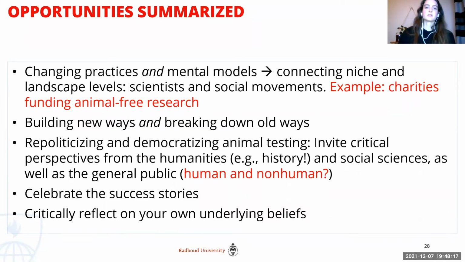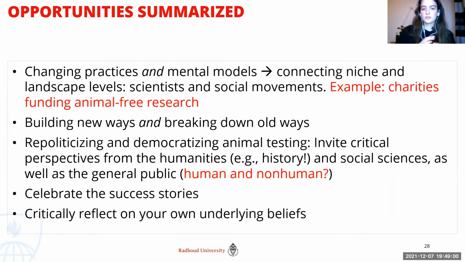Within transition studies, they often distinguish 3 levels: the niche level, the regime level, and the landscape level. The niche level is the practice level where people are developing alternative testing models, like organoids that they're trying to get mainstream. Then you have the regime level, where the regulations are and basically how it's going now, the system, you could say. So the established way of doing things. And above that you have the landscape level, where the mental models and the values in society at large are, so also the social movements.